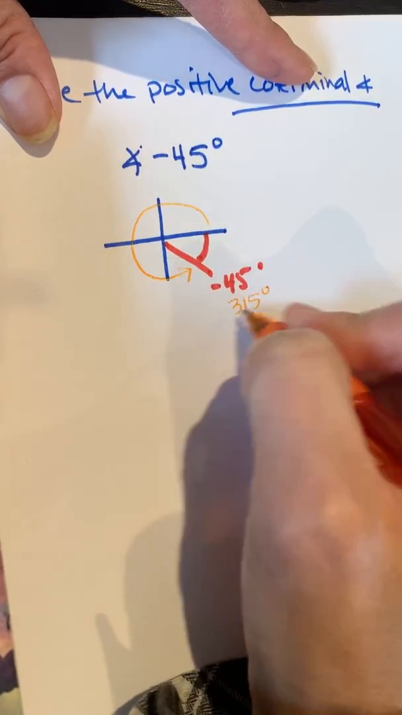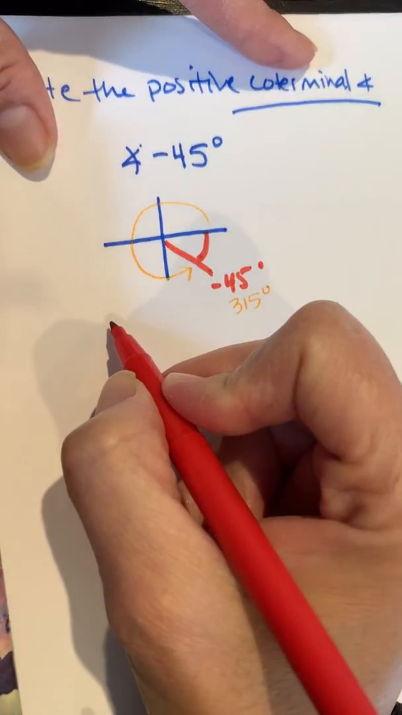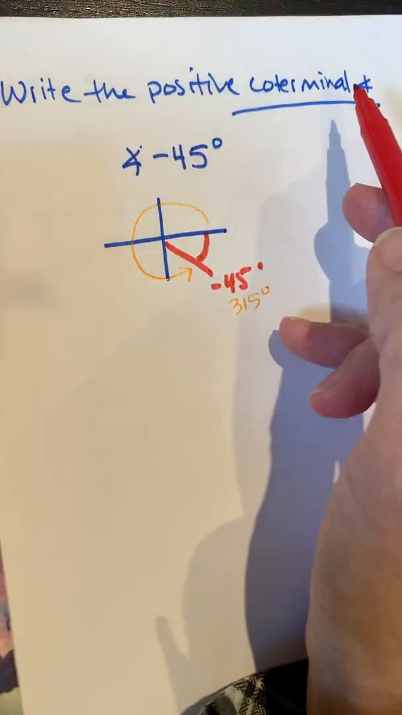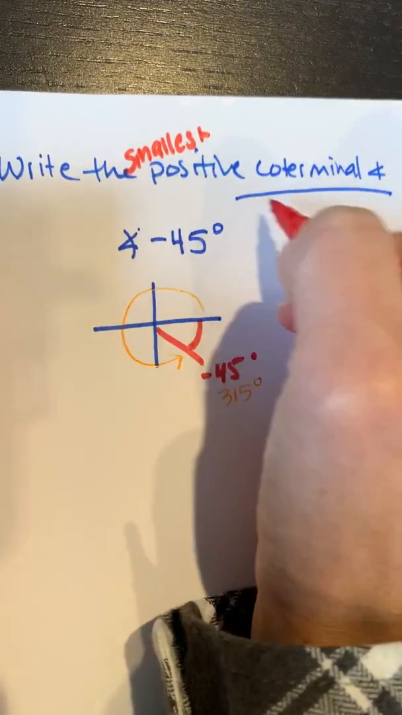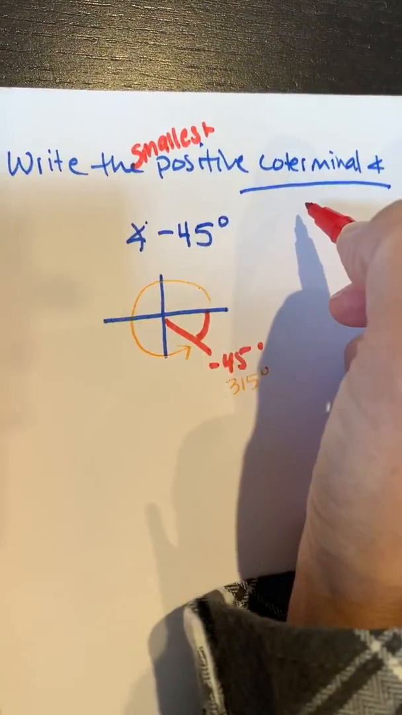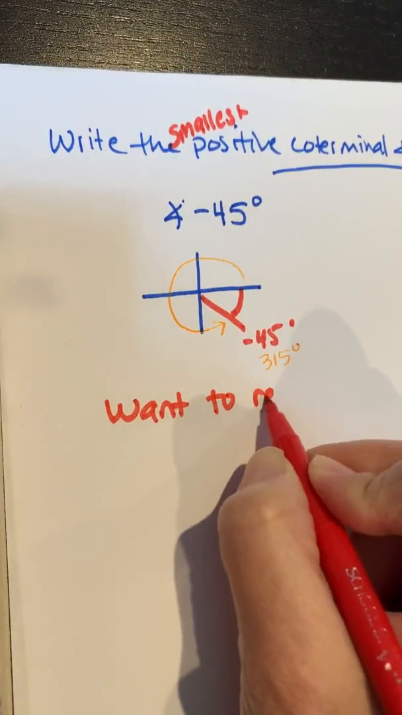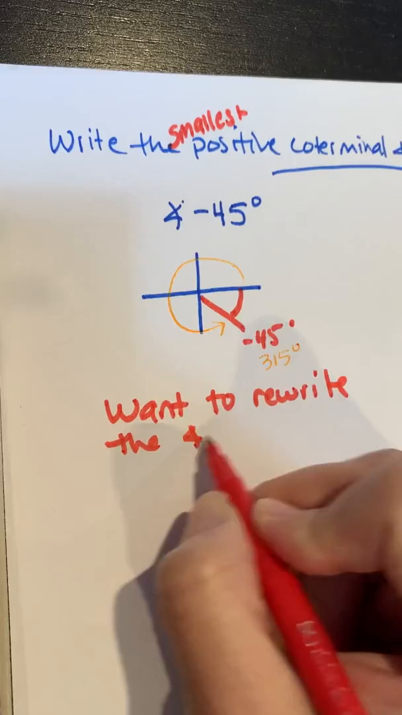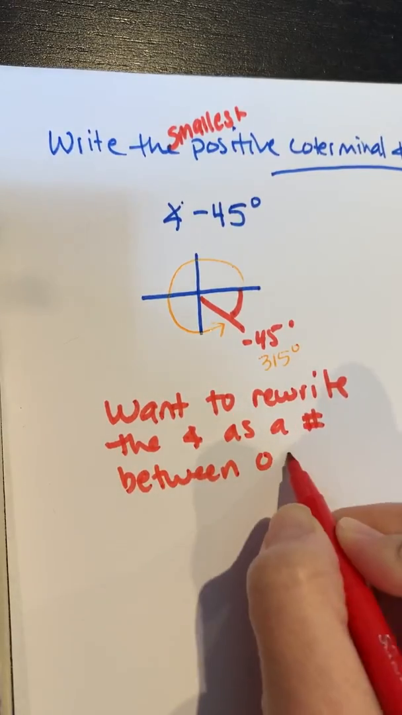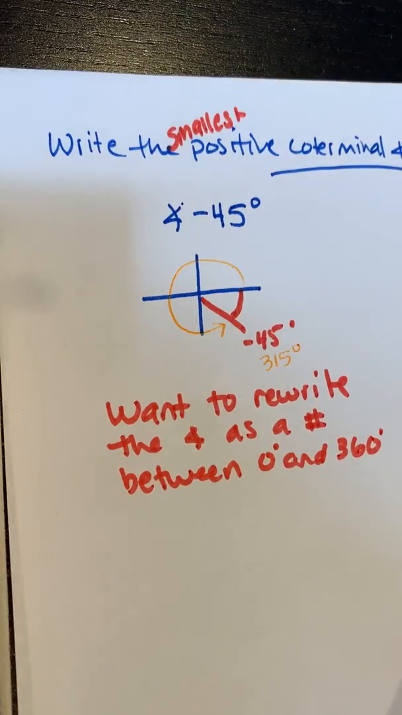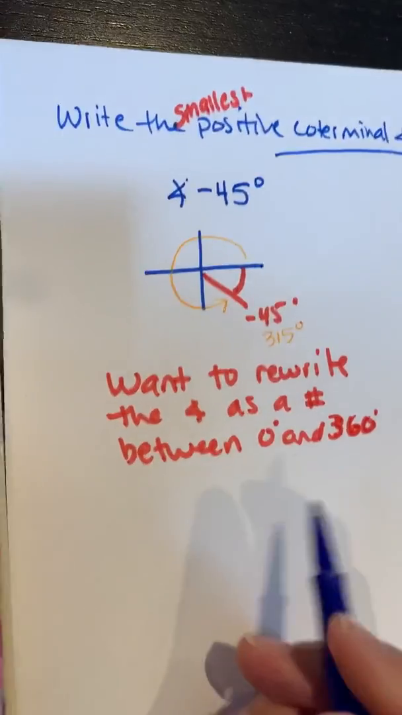How do I get that number easily? Here's what I do. We like to write the positive coterminal angle. I'm going to say the smallest positive coterminal angle. That means we want to rewrite the angle as a number between 0 degrees and 360 degrees. That's it. Between 0 degrees and 360 degrees. So you look at negative 45.